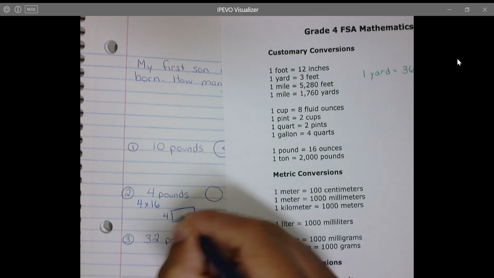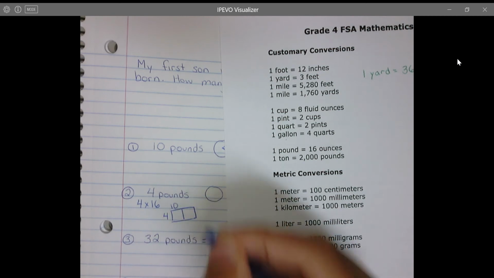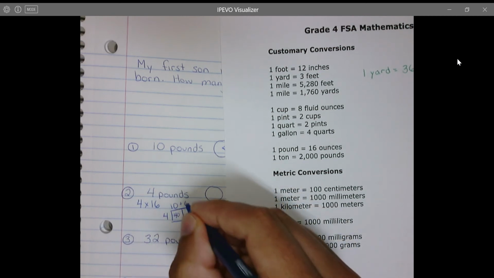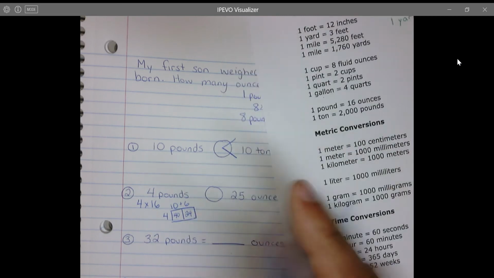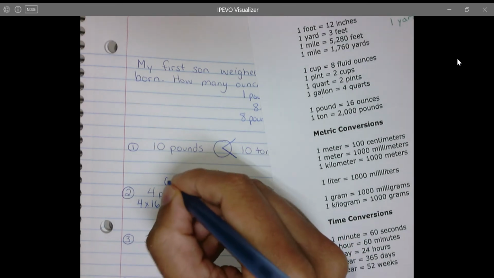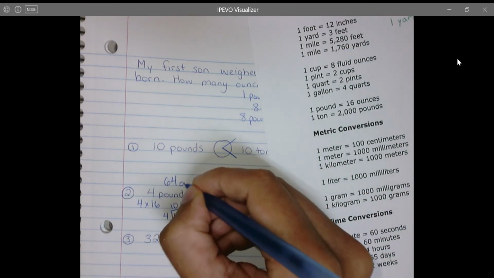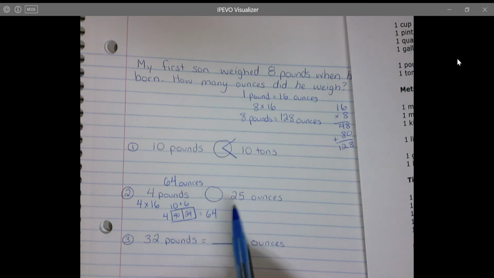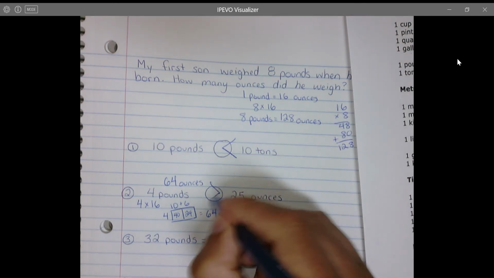I'm going to decompose 16 into 10 and 6. 4 multiplied by 10 is 40. 4 multiplied by 6 is 24. So now when I add these together, I get 64. 4 pounds is the same thing as 64 ounces. So which one's greater now? 64 ounces or 25 ounces? Well, 64 ounces is going to be greater.